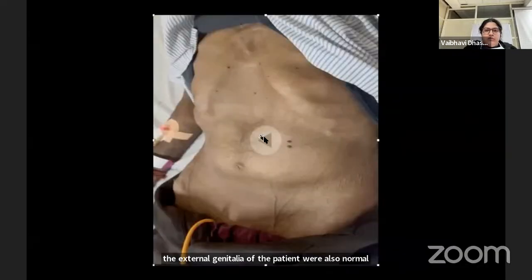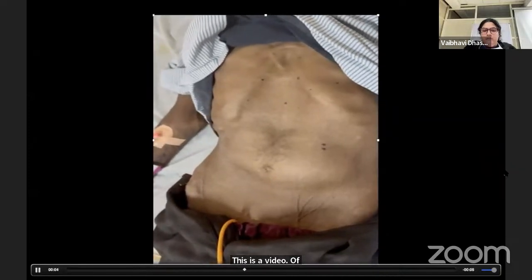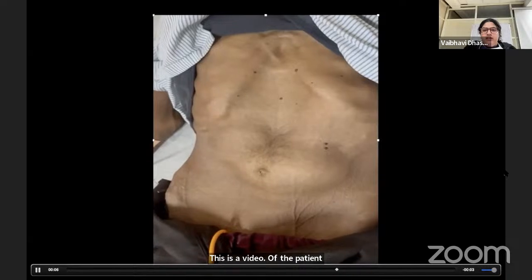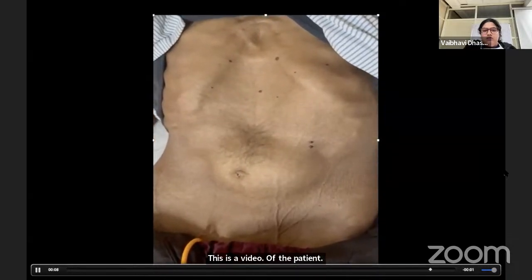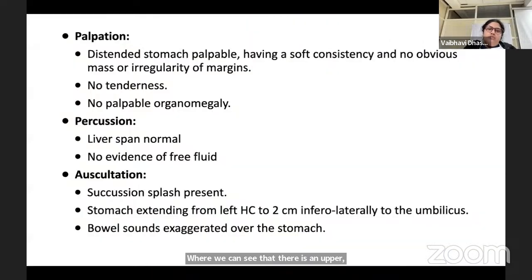This is a video of the patient, where we can see that there is a lump in the upper abdomen, mostly on the left side. On palpation, the stomach was distended and palpable. It had a soft consistency, and there was no irregularity of the margins or any separate palpable mass. There was no tenderness and no palpable organomegaly.